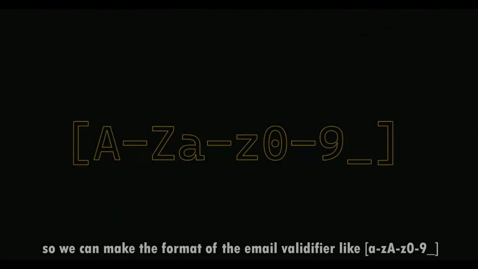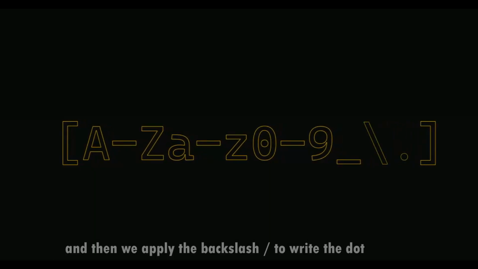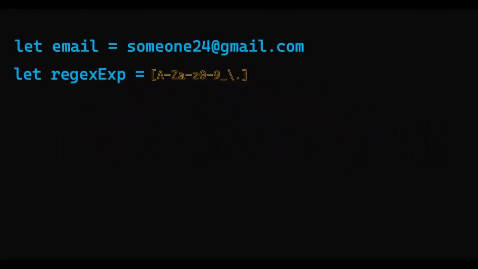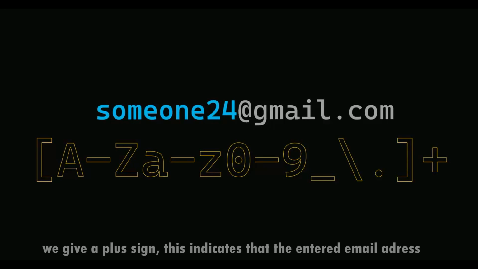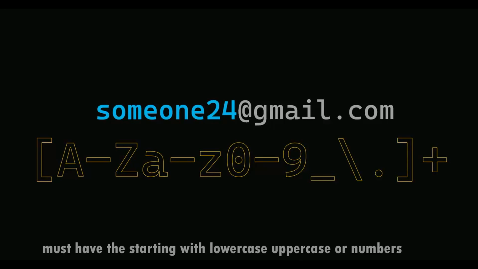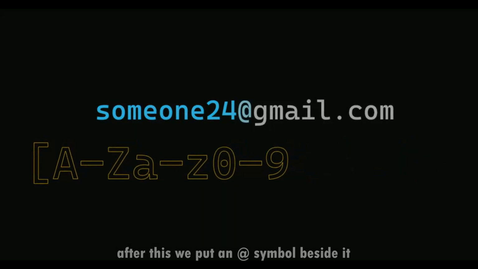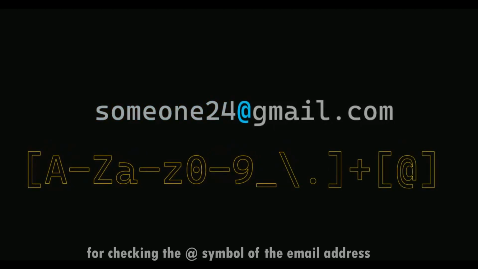So we can make the format of the email validator like a to z, capital A to Z, 0 to 9, underscore, and then apply the backslash to write the dot. Let's say that we have the email in the variable email and the regex expression in another variable. Now after the expression we have written, we will give a plus sign. This indicates that the entered email address must start with lowercase, uppercase or numbers with one or more matches. After this, we put an @ symbol beside it for checking the @ symbol of the email address.